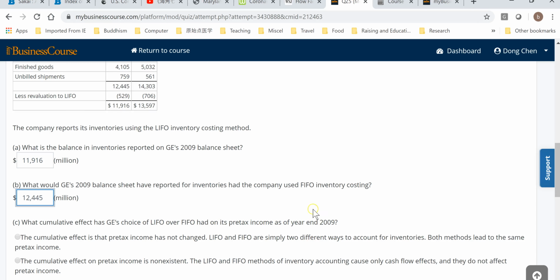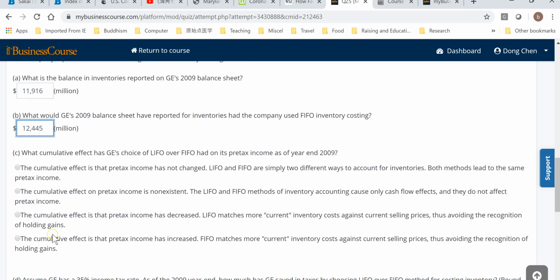What cumulative effect has GE's choice of LIFO over FIFO had on its pre-tax income as of year end 2009? So as of year 2009, under LIFO, the inventory balance is lower. That means under LIFO, the cost of goods sold is higher, right? Because these two have an inverse relationship. So if cost of goods sold is higher, and we subtract cost of goods sold from sales, and then deduct other expenses, we arrive at the pre-tax income. So we subtract a higher number, hence the pre-tax income under LIFO will be lower, lower by this 529 in 2009.